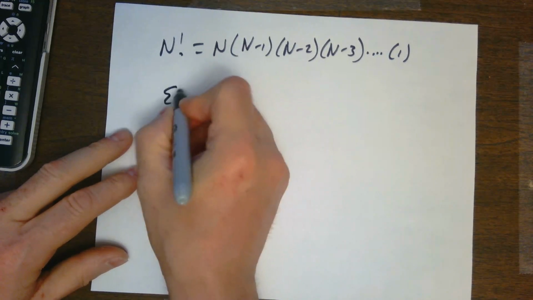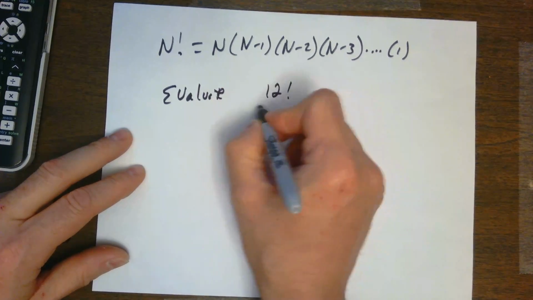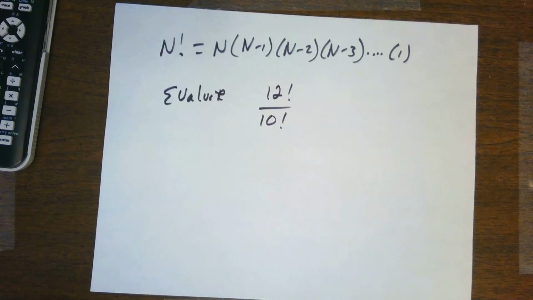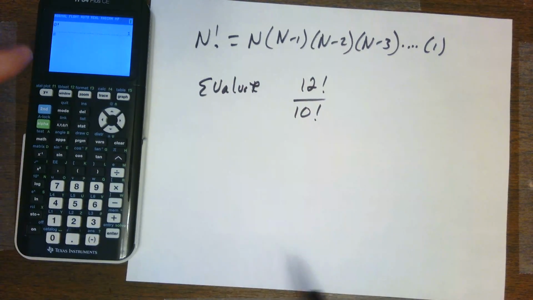Suppose I want you to evaluate something like 12 factorial divided by 10 factorial. There are a couple of different ways of doing this. Yes, I could do this on the calculator, and I will. I'm going to do this on the calculator just to confirm.